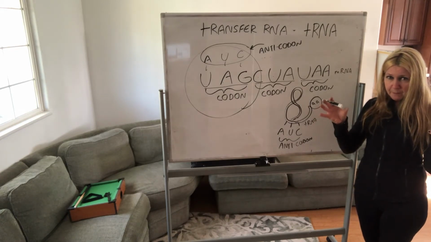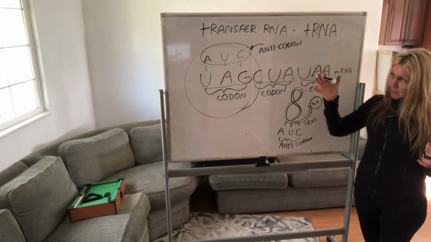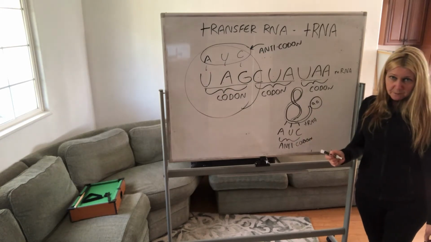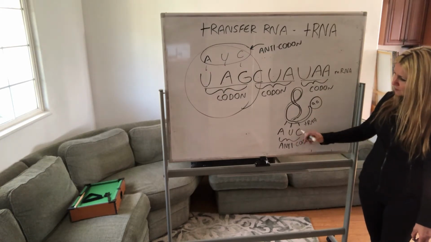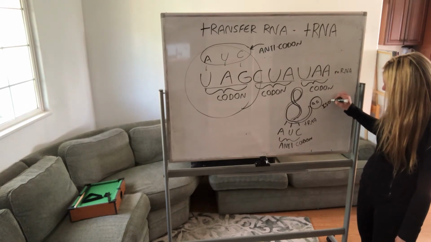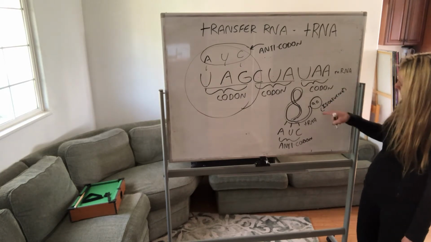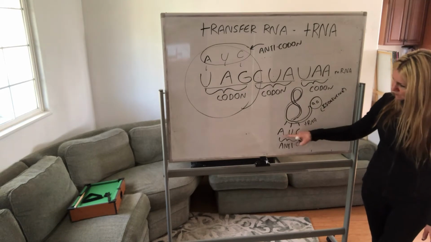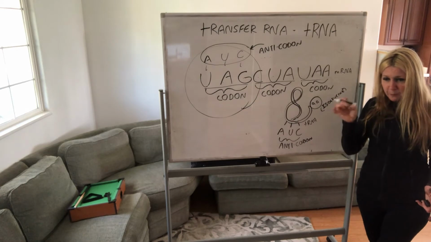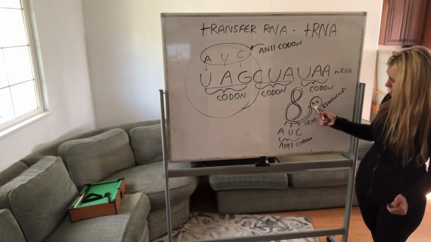So we have to look at the first letter, and I'll show you that in one minute. So here we have an amino acid, and in this case, the amino acid is isoleucine. Okay, you don't have to memorize this. That is the amino acid that is specific to this anti-codon. So the anti-codons pair up with specific amino acids. Okay, so this is going to carry this.